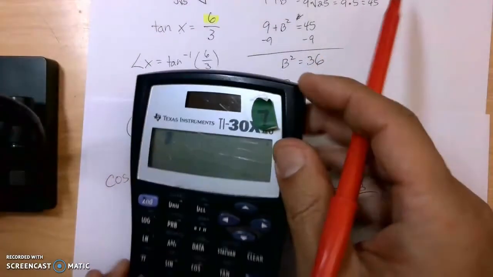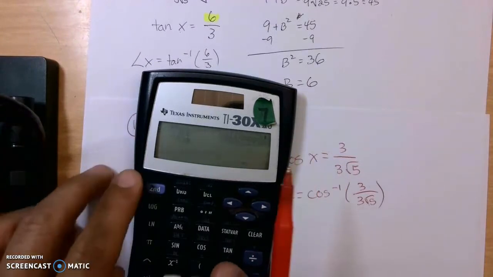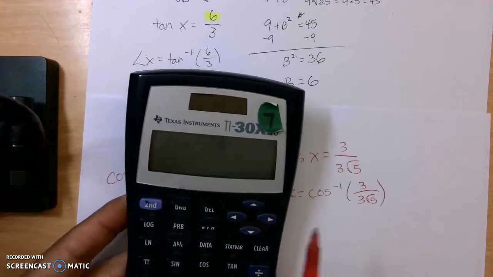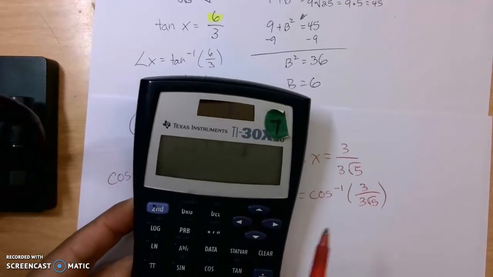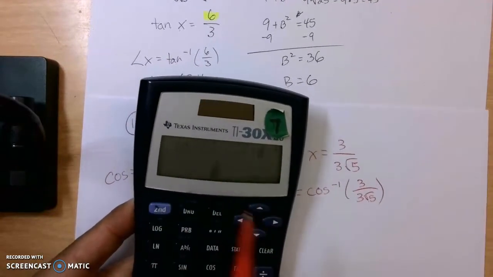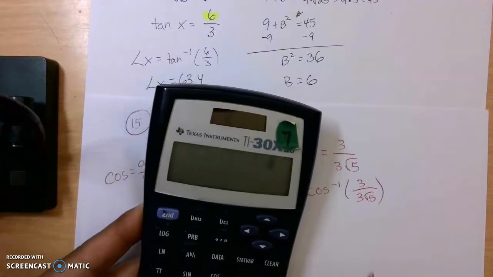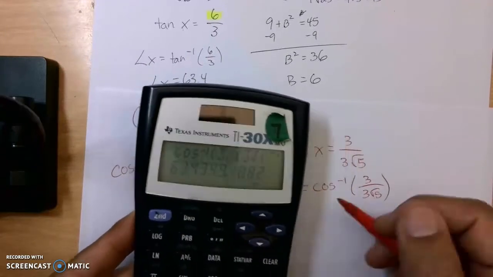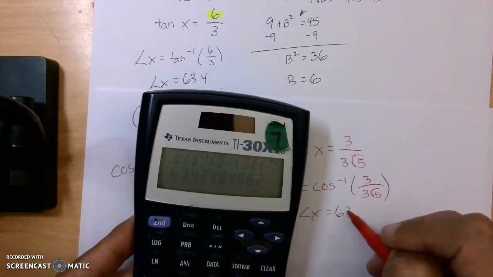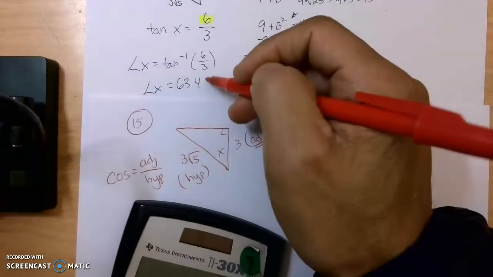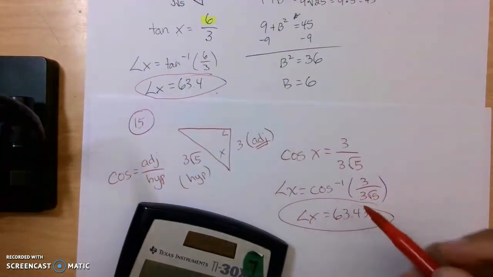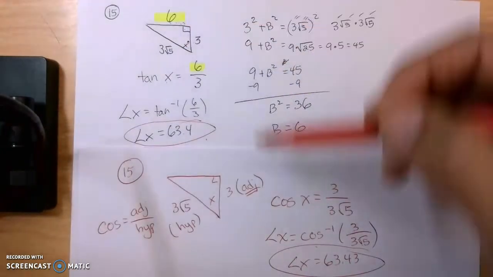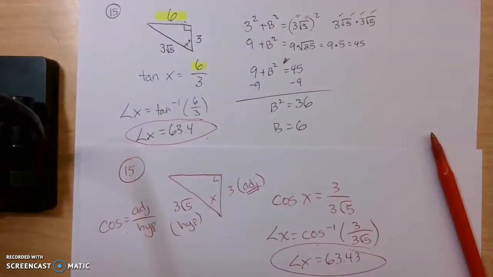Let me see if I can get this in the calculator. I'm going to say inverse cosine. I don't know how well we can see this. I'll go 3 divided by, parentheses 3 radical 5. I'll close that parentheses. Let's see what we get here. 63.43, which is the same answer as if you did with the tangent. But eventually, we will do a shortcut. Instead of trying to figure out the opposite side, we will use cosine in the future.